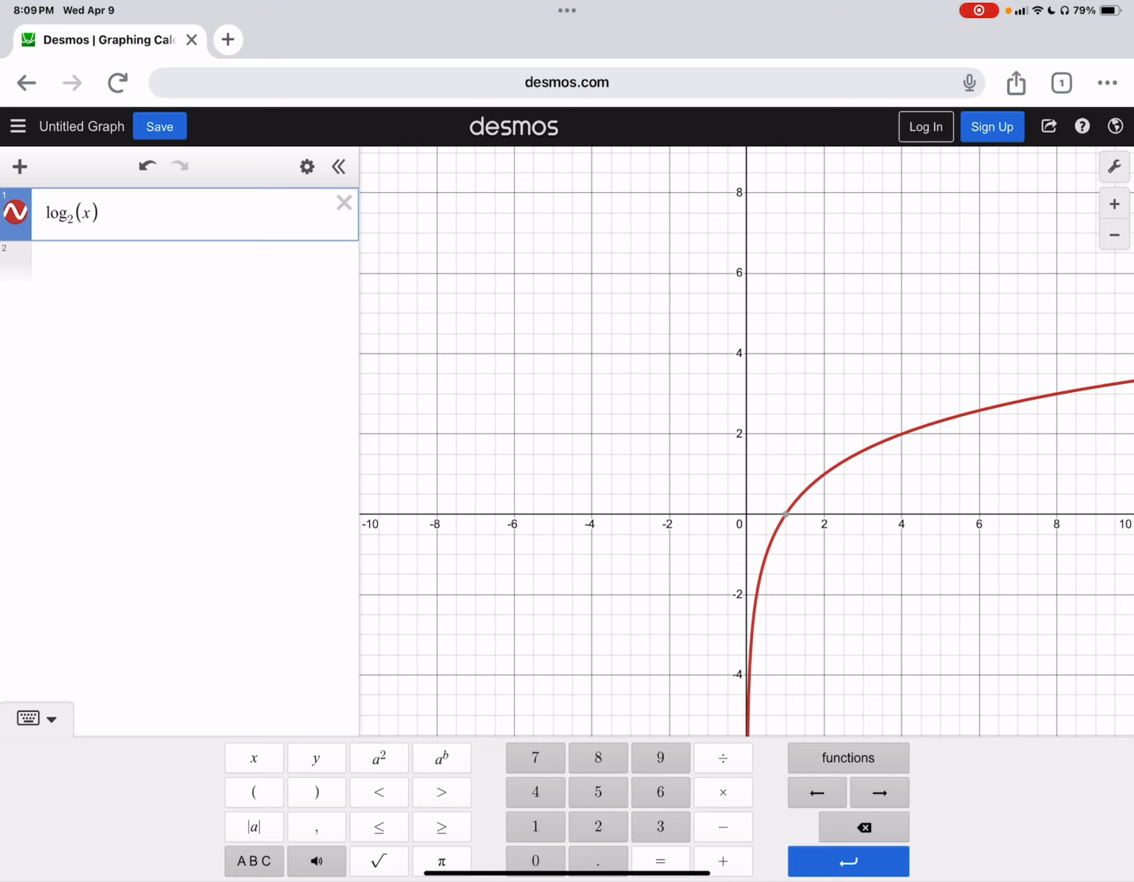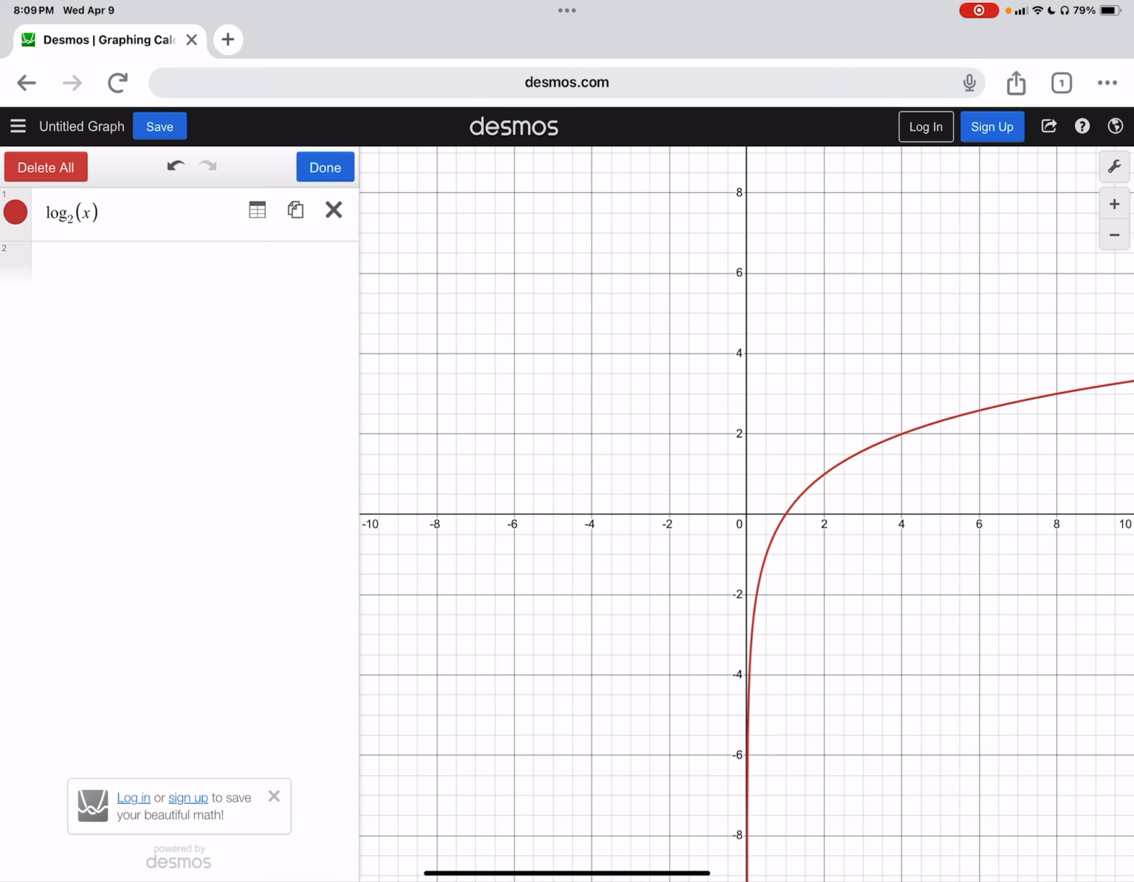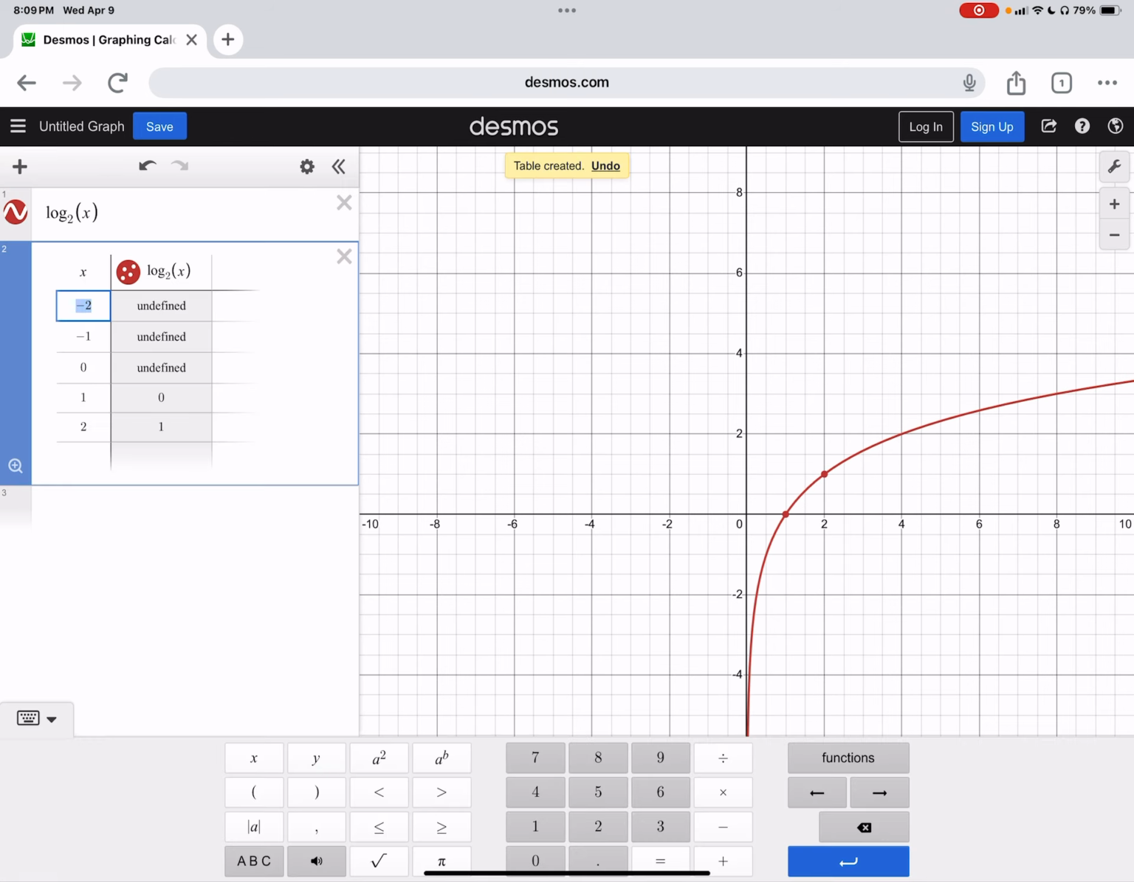Now, if you're looking at your notes, you see that we actually have to formulate or create a table. So using Desmos, the way to get a table is to click the settings button and then click that table right there. That's how it creates that table for you.